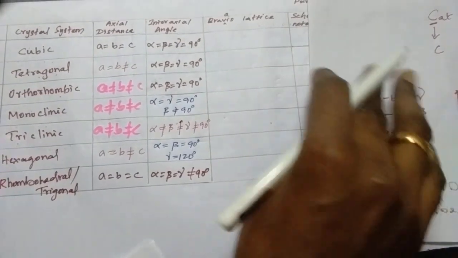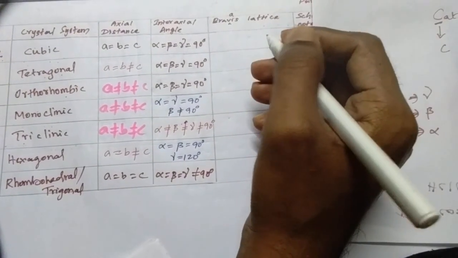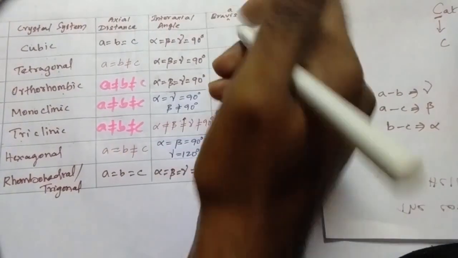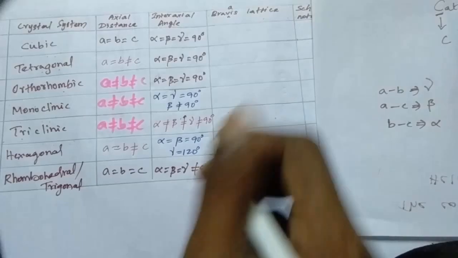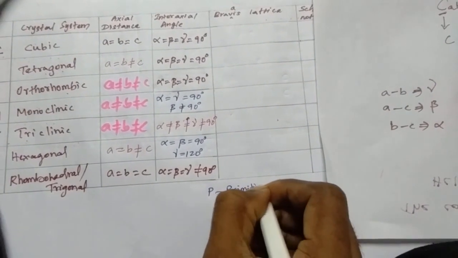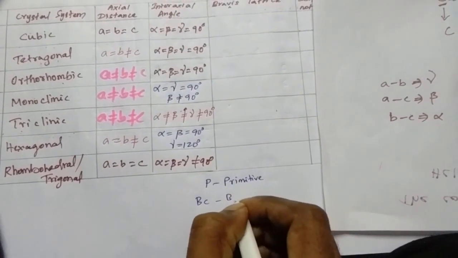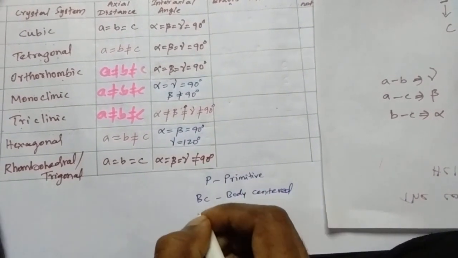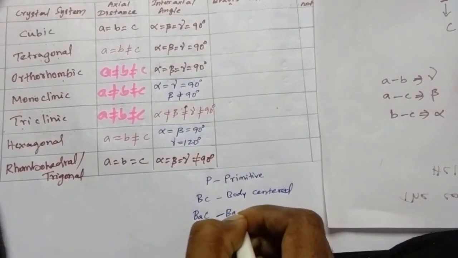Then you can use the Bravais lattice. For the Bravais lattice, I will use a code. There are four types of Bravais lattice: P, primitive, so primitive unit cell; BC, body centered cube, body centered; and BAC, base centered.